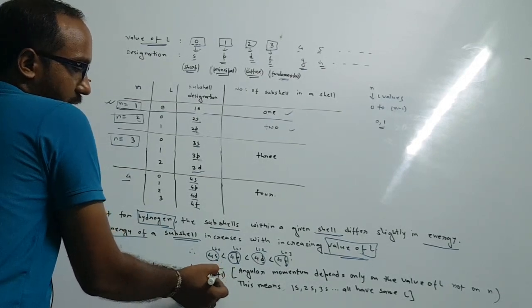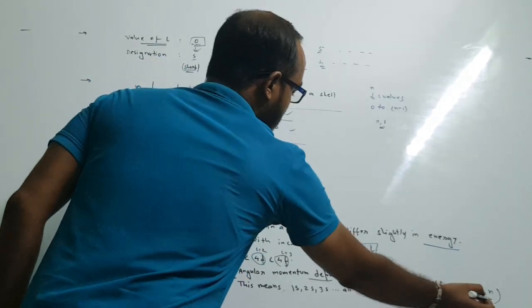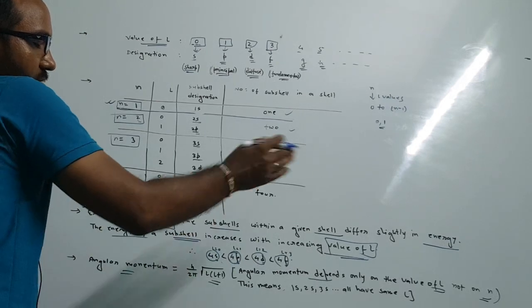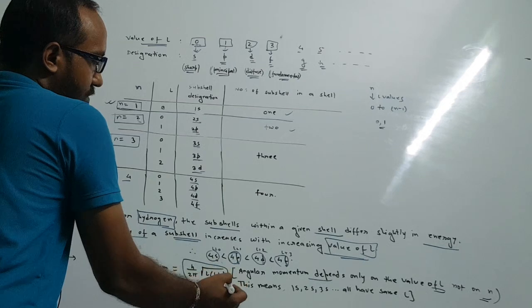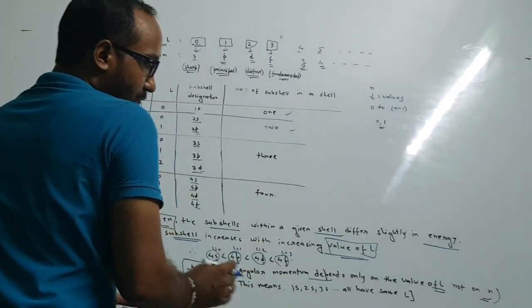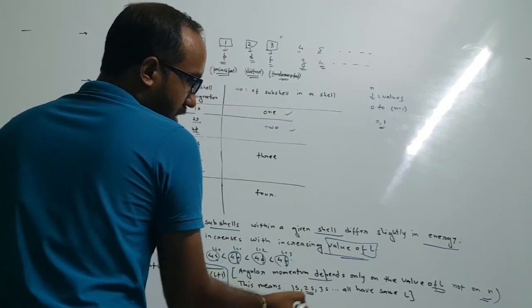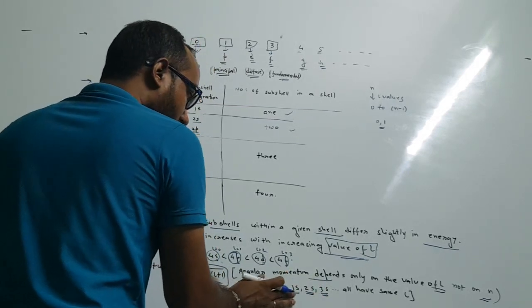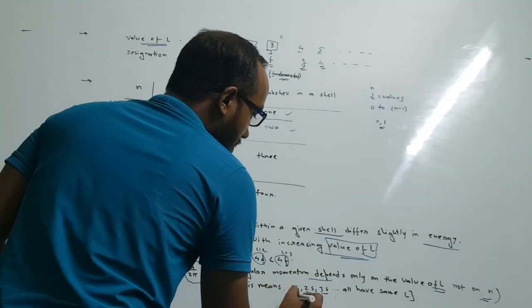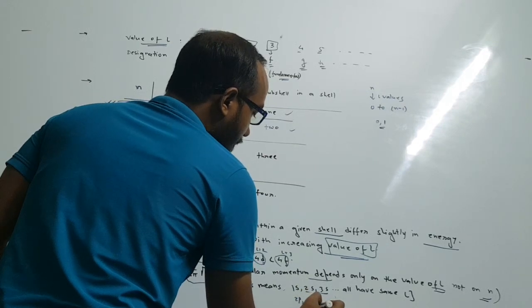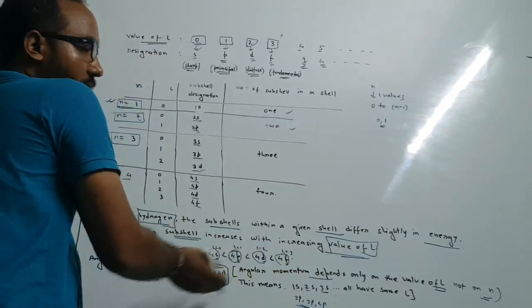Remember this formula to find the angular momentum related to L: h by 2 pi root under L into L plus 1. Angular momentum depends only on the value of L, not on n. It doesn't depend on the principal quantum number, only on the azimuthal quantum number, because in the expression you have only the value of L. It means that 1s, 2s, 3s all have the same angular momentum. Similarly, 2p, 3p, 4p all have the same angular momentum.